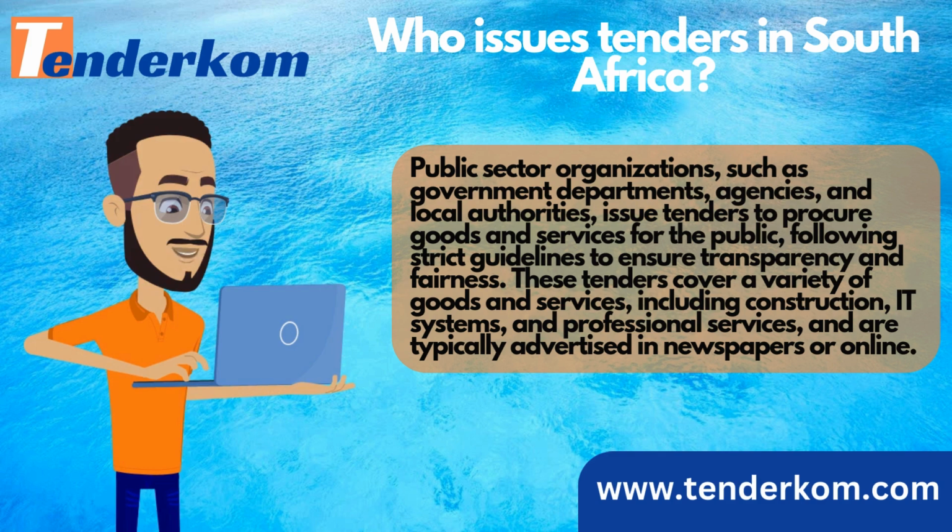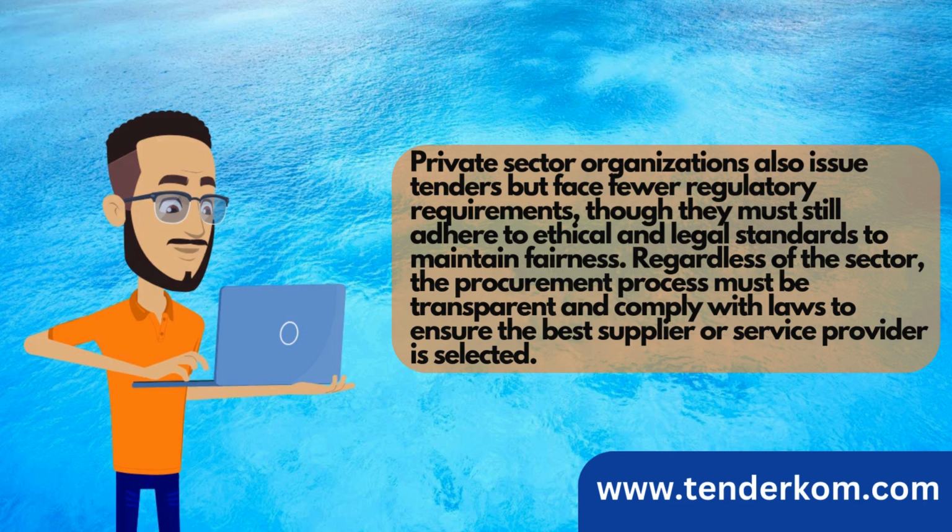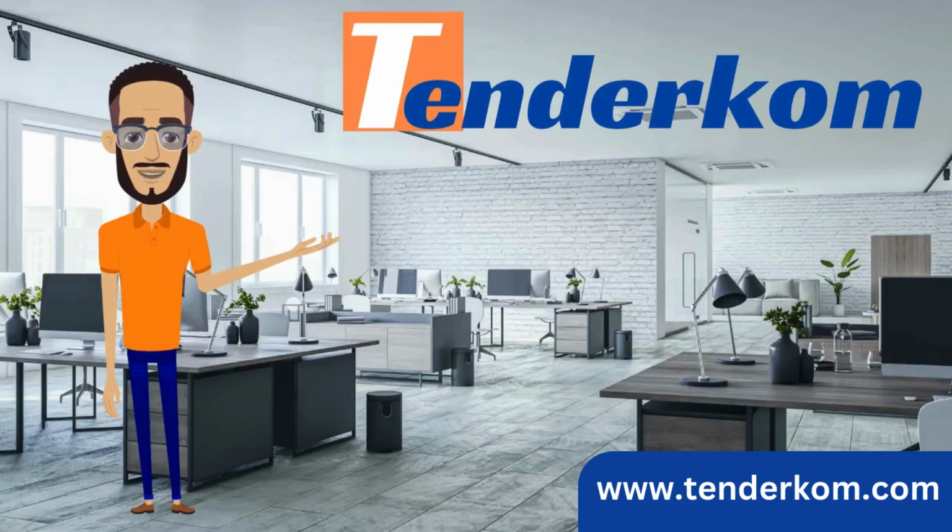These tenders cover a variety of goods and services, including construction, IT systems, and professional services, and are typically advertised in newspapers or online. Private sector organizations also issue tenders but face fewer regulatory requirements, though they must still adhere to ethical and legal standards to maintain fairness. Regardless of the sector, the procurement process must be transparent and comply with laws to ensure the best supplier or service provider is selected.